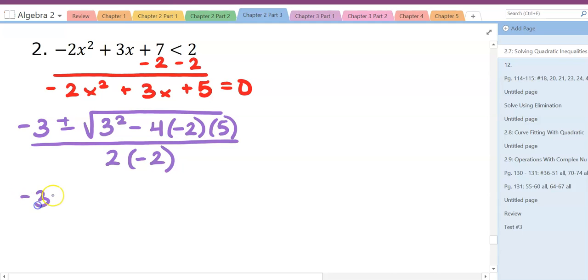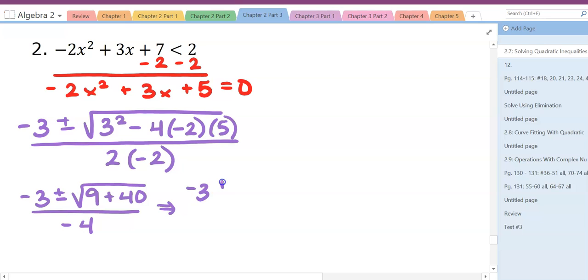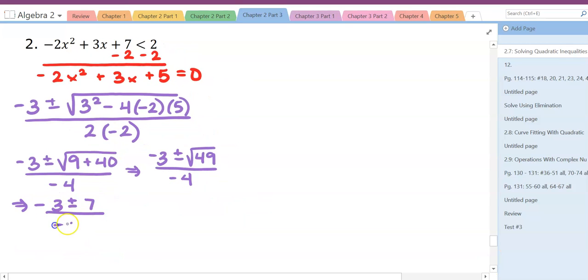Simplifying, I have -3 plus or minus the square root of 9 plus 40, all over -4. So then I have -3 plus or minus the square root of 49 over -4. The square root of 49 is 7, so I have -3 plus or minus 7 all over -4. So I have to do the two operations here. So -3 plus 7. What would be -3 plus 7?